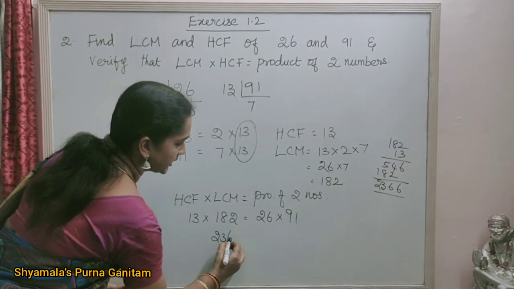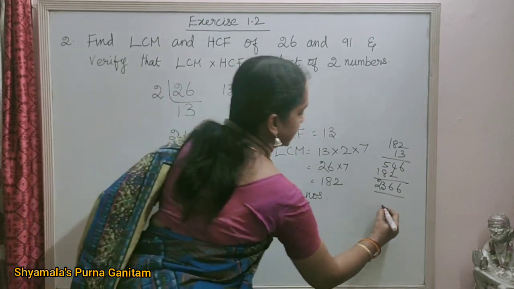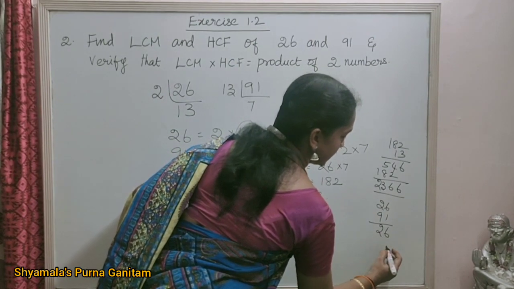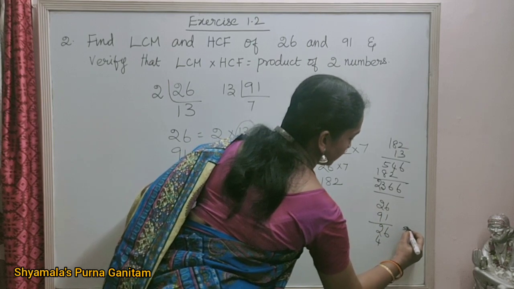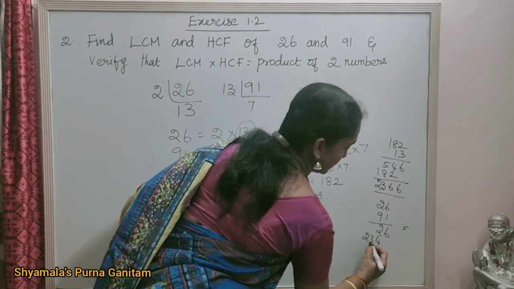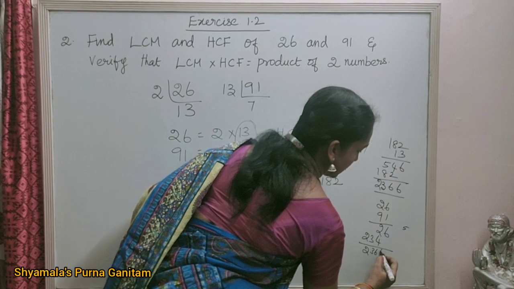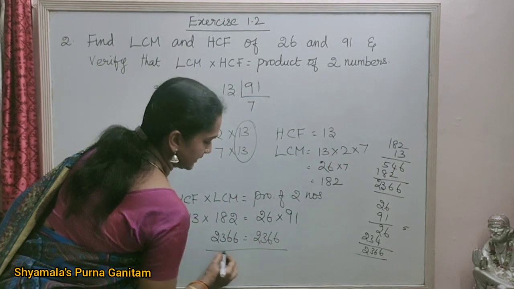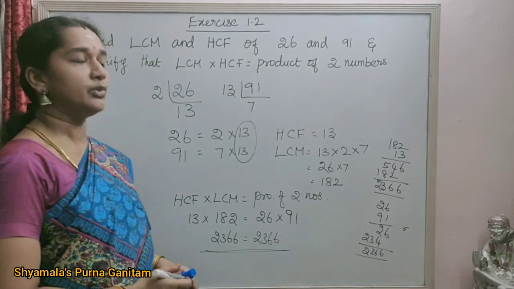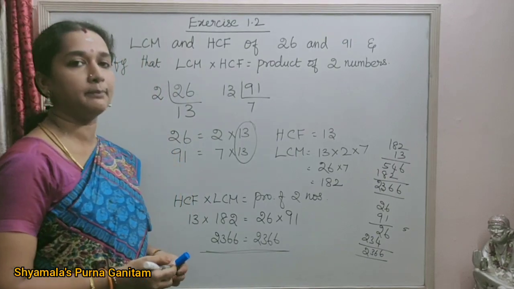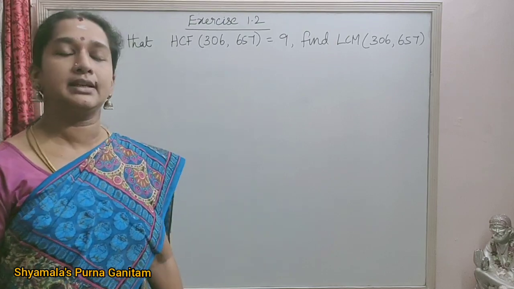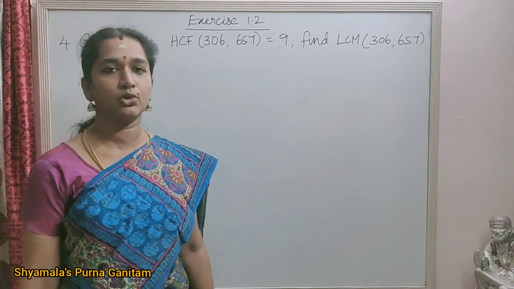So 2366. Then 26 and 91, the product is also 2366. So when you find the product of this, you will be getting this. This only you are asked to verify. So only one sum I am doing. Do the remaining sum. Okay. Third sum is finding prime factorization only. You can do that.